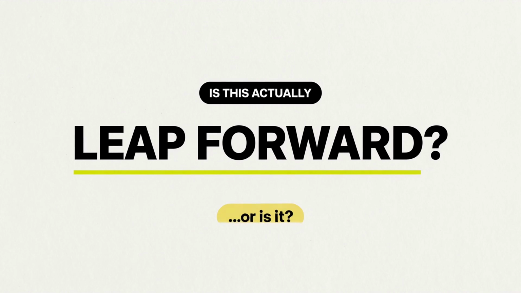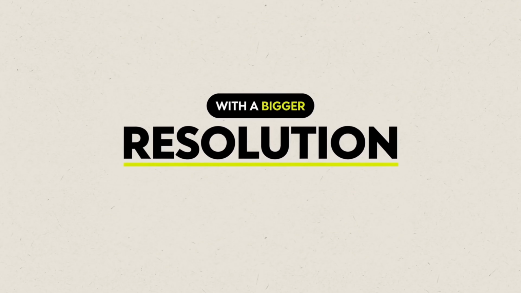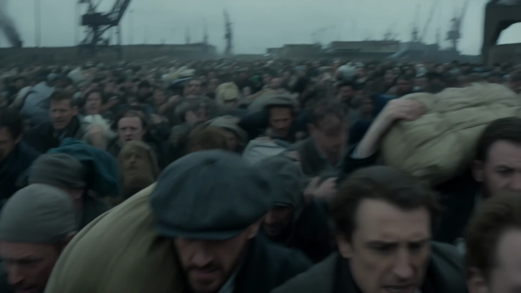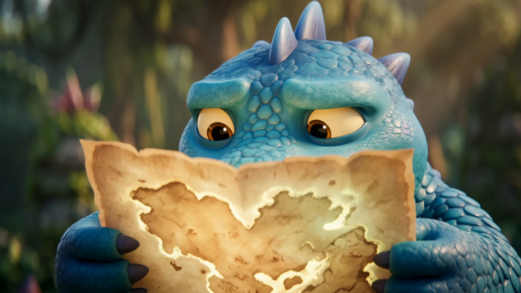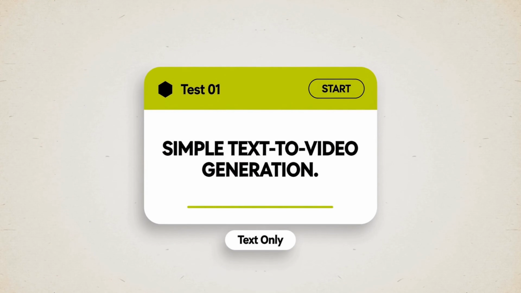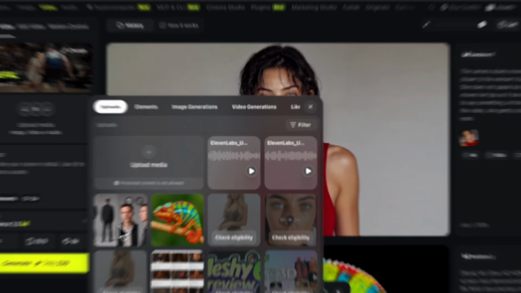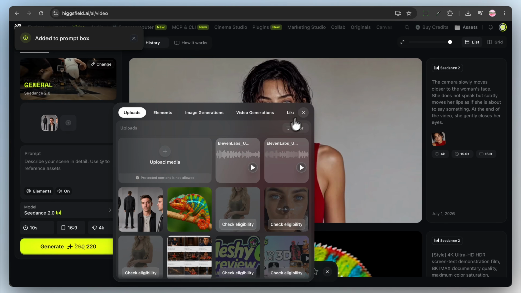But here's the question I wanted to answer. Is this actually a huge leap forward, or is it just another AI update with a bigger resolution number? So instead of showing you a few random examples, I'm going to put Seedance 2.0 4K through a series of real-world tests. We'll start with a simple text-to-video generation. Then we'll see how it performs with a tiny, low-quality image. After that, we'll test realistic facial animation, character consistency, voice cloning, realistic footage, and finally, one of the hardest things for any AI model, a fast-paced cinematic action scene.